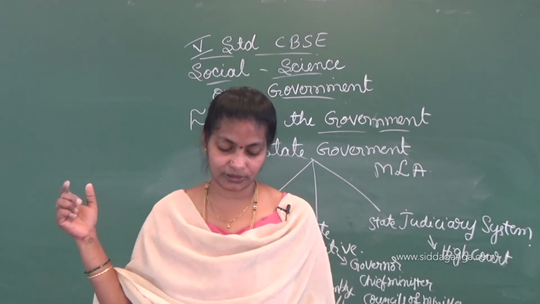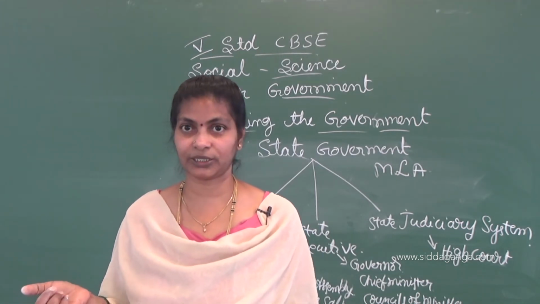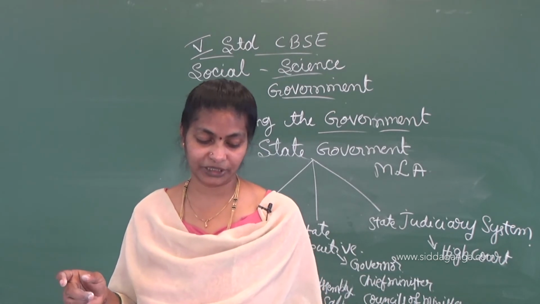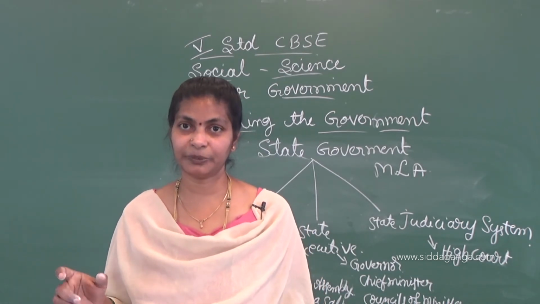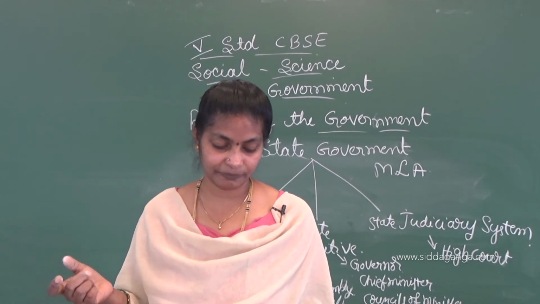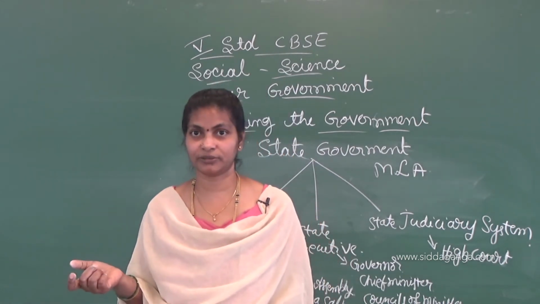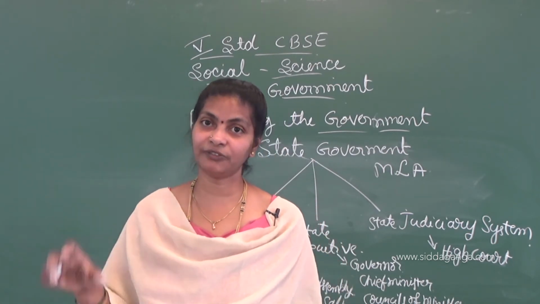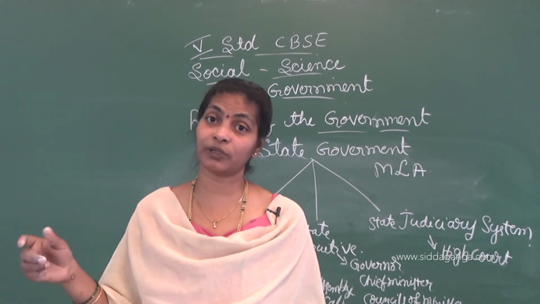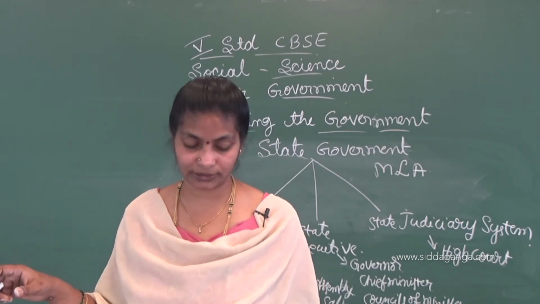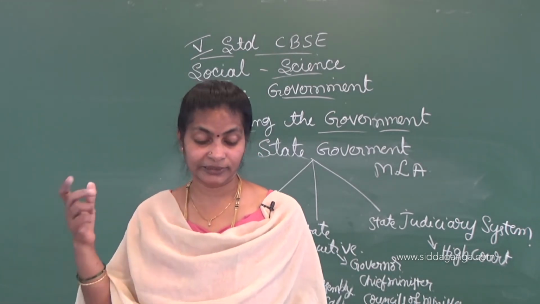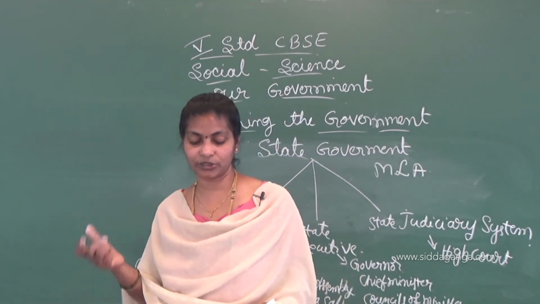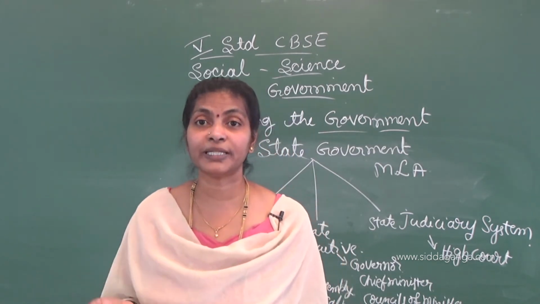After the appointment of the chief minister, the chief minister tells the names of the other ministers. On the opinion of the chief minister, the other ministers were also appointed by the governor. In this way, the chief minister together with the other ministers forms the council of ministers.